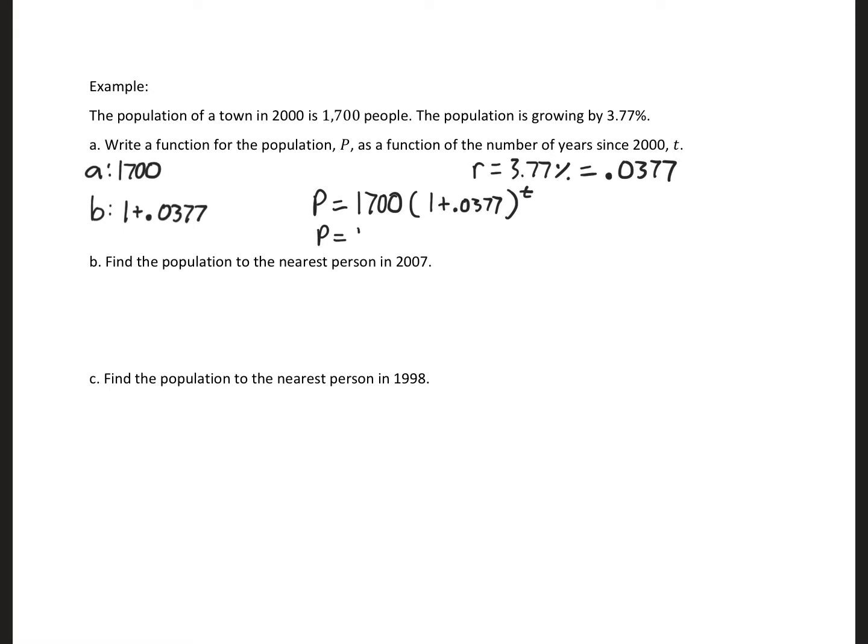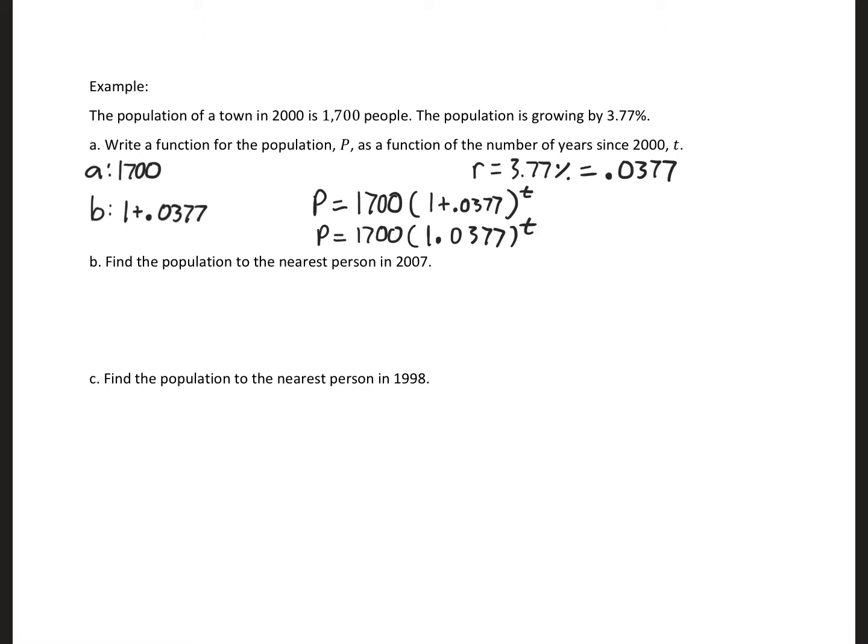So P equals 1,700 times 1.0377 to the power of T. This function has an initial value of 1,700 and a growth rate of 3.77%. We add that 0.0377 to 1 to make the new growth factor B.